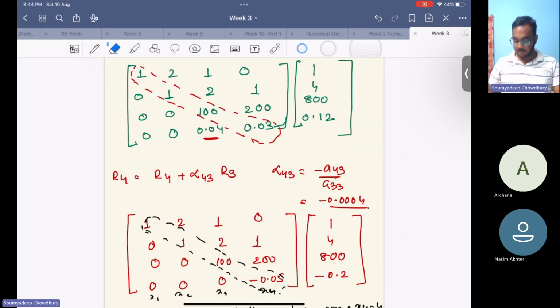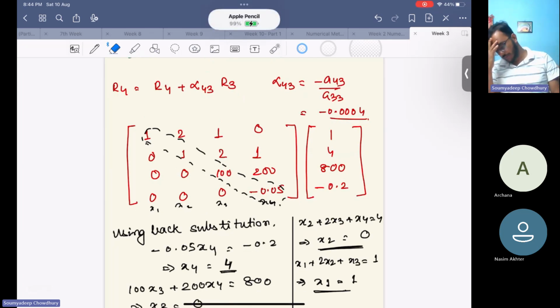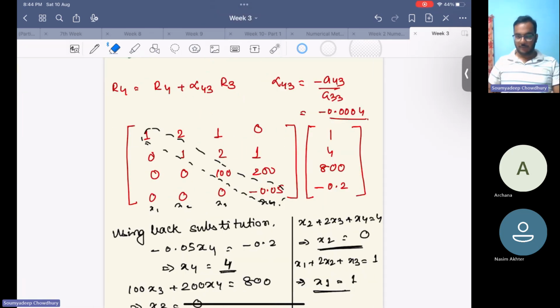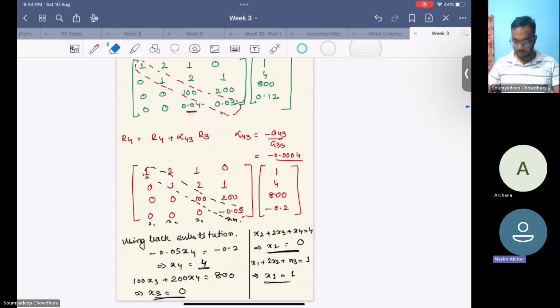Okay, the concept is clear. We just have to see why we are not taking the 2 in the second step. I'll check that and get back to you. Is it fine? Yes, sir. Okay, sir. No problem.